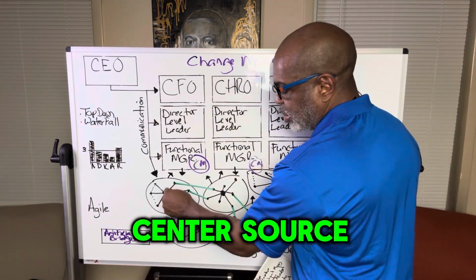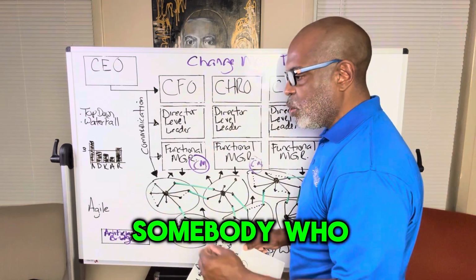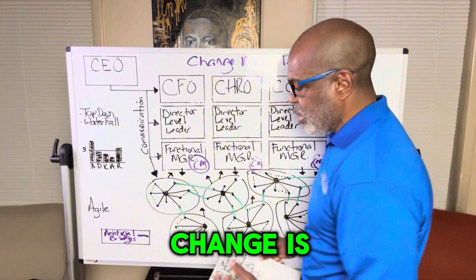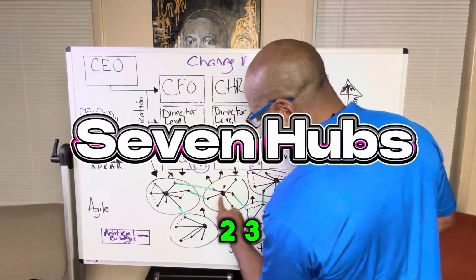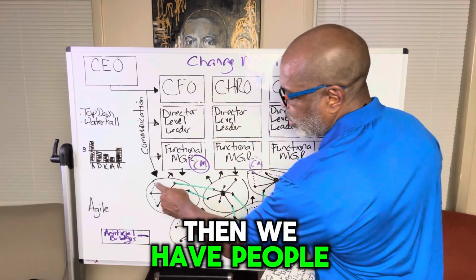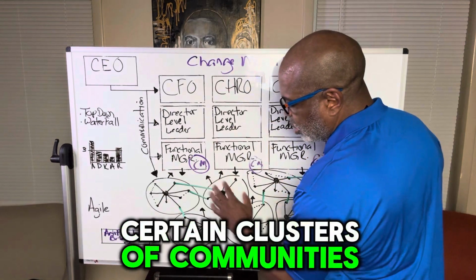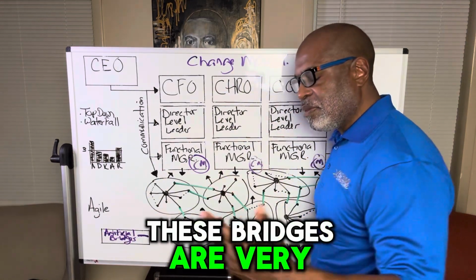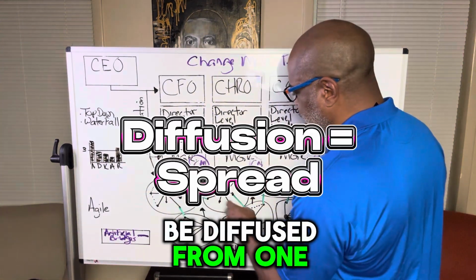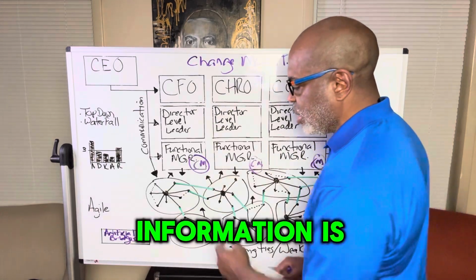The hub is a center source of truth, meaning people gather around somebody who they feel is trustworthy and has an understanding of what the new change is. That is a hub. So we have 1, 2, 3, 4, 5, 6, 7 hubs. Then we have people who support the hub, and we have bridges that connect certain clusters or communities together. These bridges are very significant, and I'll explain. If information needs to be diffused from one cluster to the next cluster, the best way of diffusing or spreading the information is through bridges.